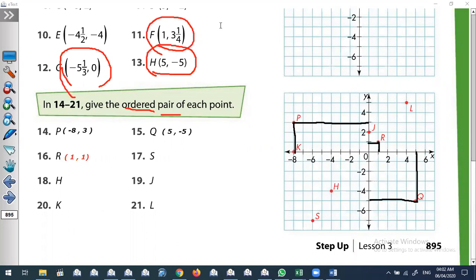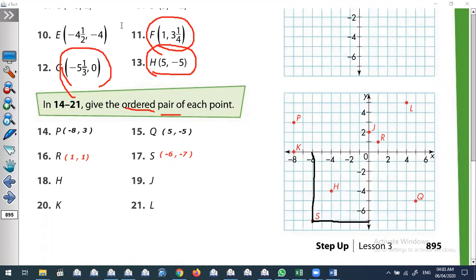What about S? Let's erase these. Letter S, S here. Meet x first. S is negative 6 on x and negative 7 on y. So S is negative 6 and negative 7.